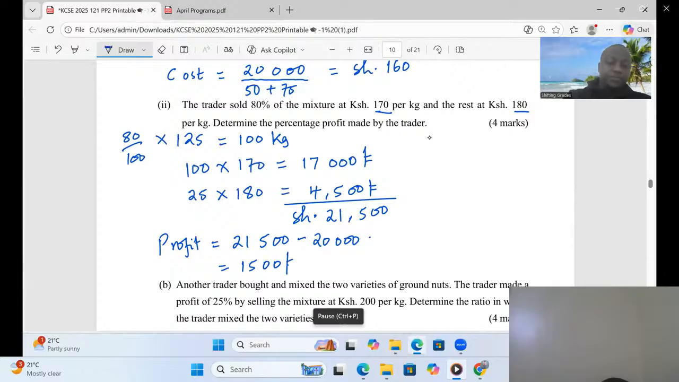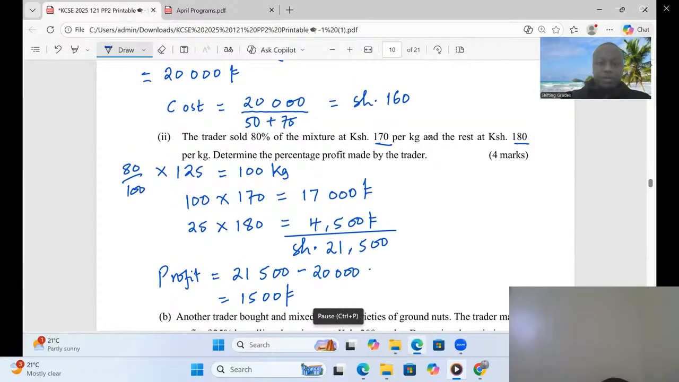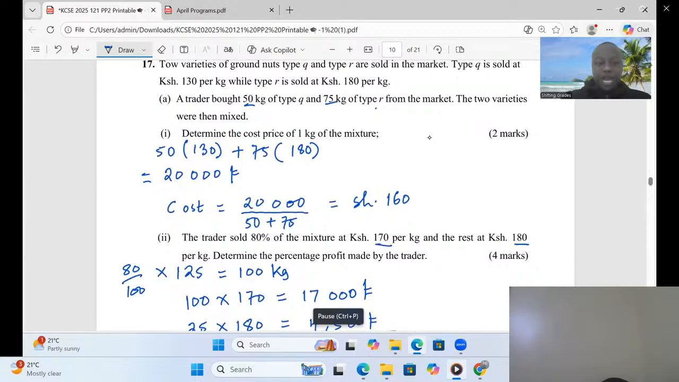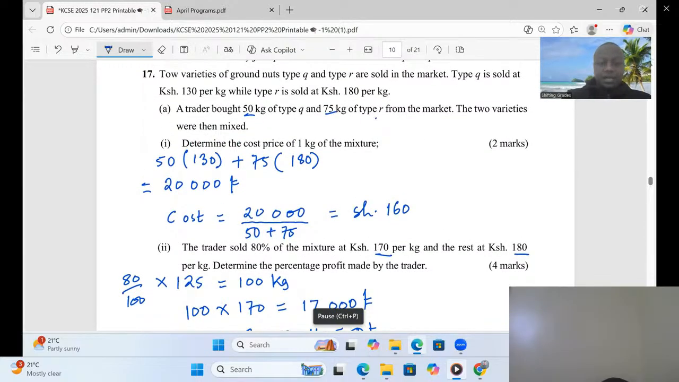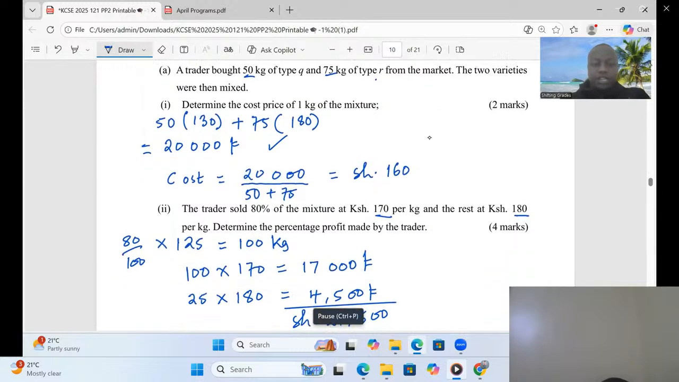1500, that is the profit realized. We said the trader paid 20,000 to get all the ground nuts.